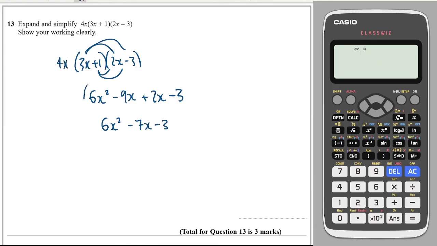And I need to then multiply that by 4x. So I'm going to times each term by 4 and each term by x. So I'm going to get 24x cubed minus 28x squared minus 12x. And we are done.